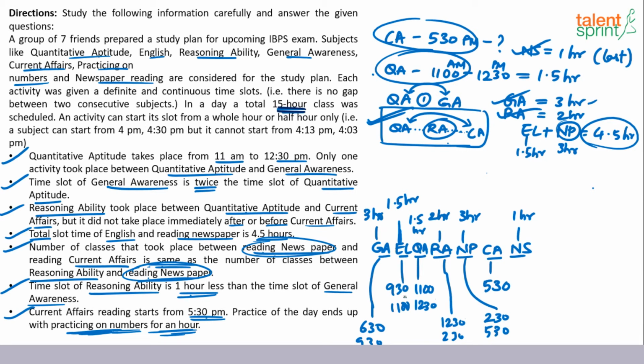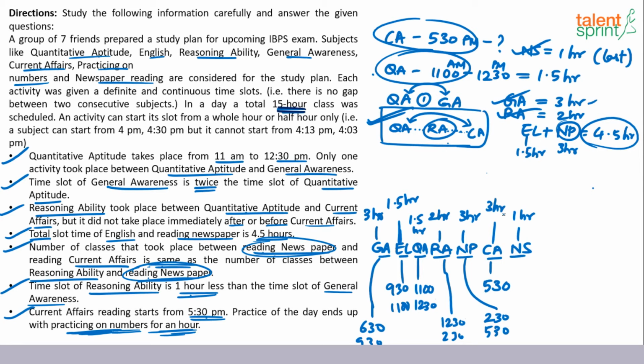Next, English language 9:30 to 11, 1.5 hours. Quantitative aptitude 11 to 12:30, 1.5 hours. Reasoning 12:30 to 2:30, 2 hours. Newspaper 2:30 to 5:30, 3 hours. Now, what is the total now? 3 hours, 1.5 hours, 4.5 hours. 4.5 hours plus another 1.5 hours is 6 hours. 6 plus 2 is 8. 8 plus 3 is 11. Out of 15, if 11 hours is gone here, the balance should be 4 hours. Out of that 4 hours, 1 hour is numerical skills. So this should be 3 hours.